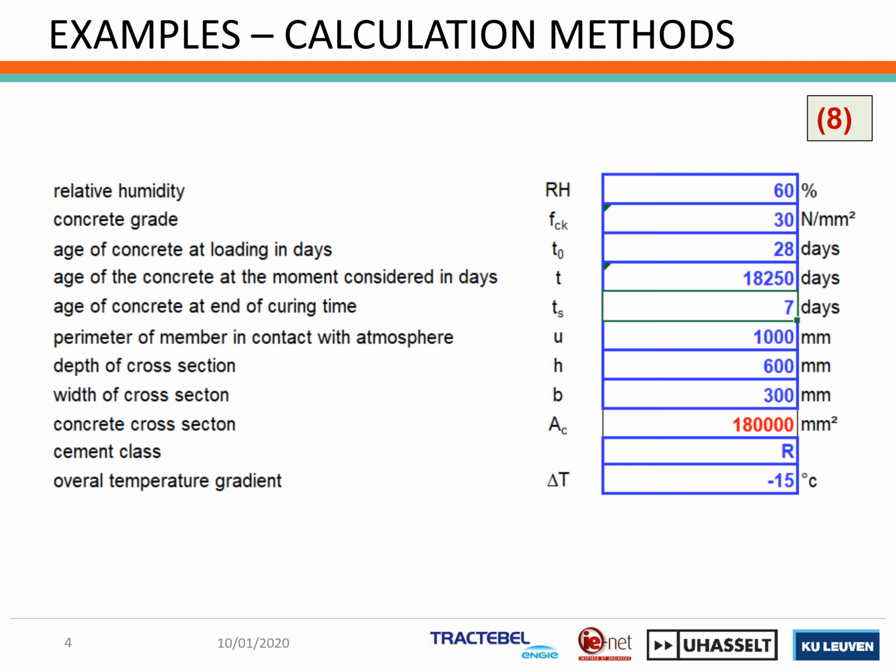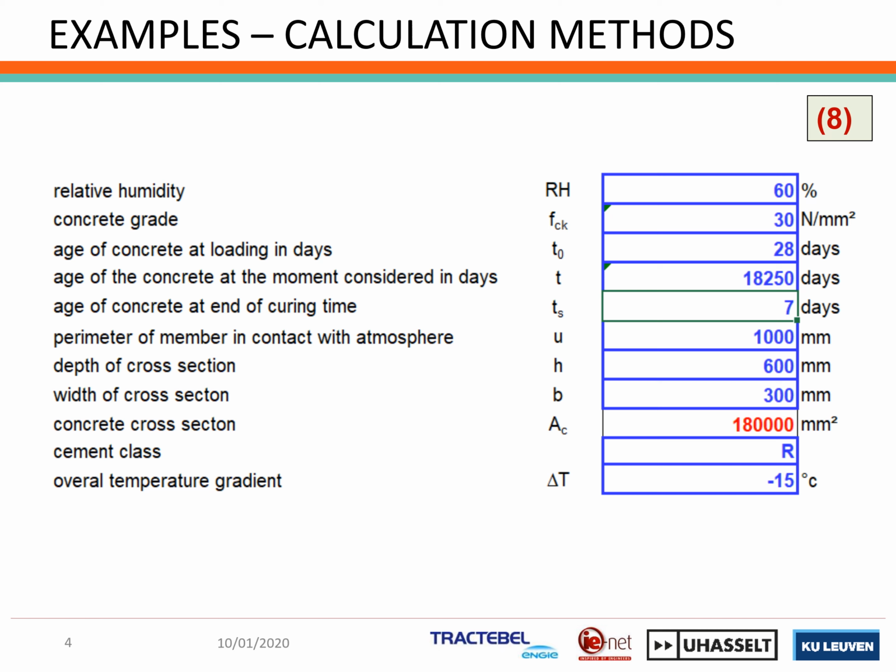As an example, we have to calculate the epsilon free, and in order to estimate the total free strain, we need some additional input. The additional input varies from relative humidity to the age of concrete at loading, the age of concrete at the moment of the calculation itself, considered in days. Most of the time it's 50 years, so it's 18,250 days.